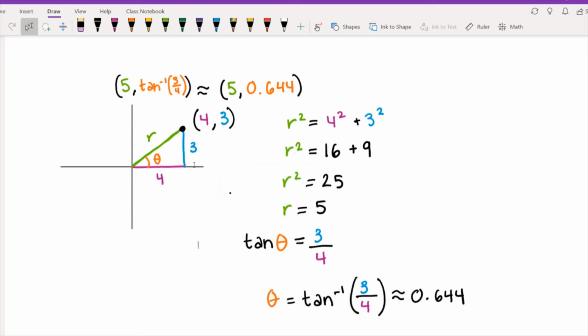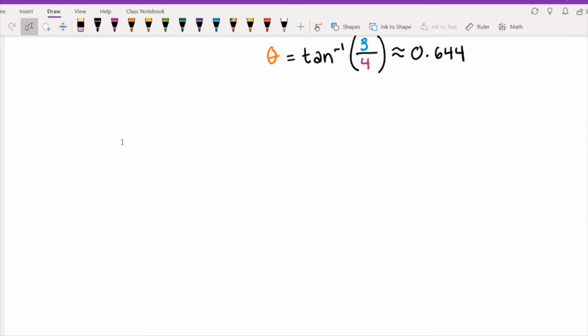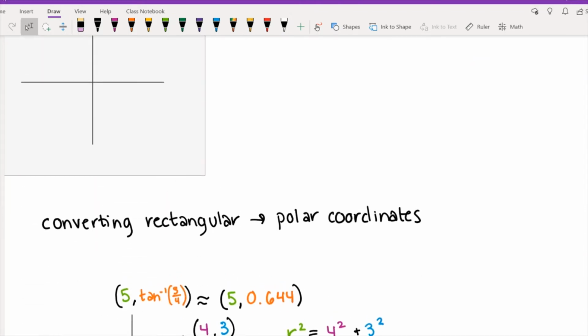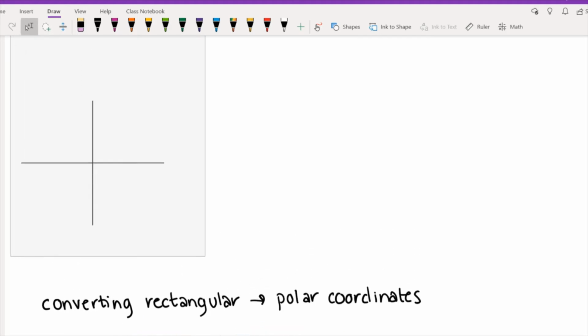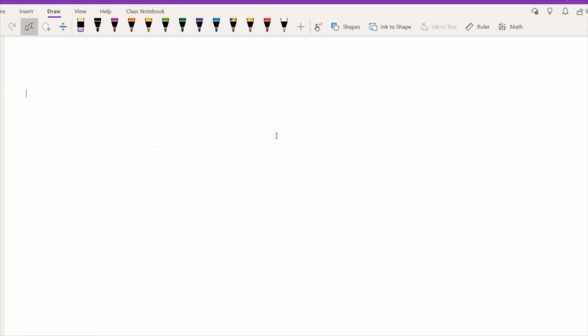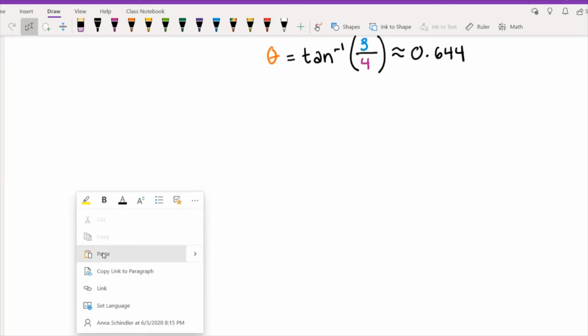If you're trying to go from rectangular to polar, and oops, I messed this up. Let me move these. I thought I was at the top of the page, but I guess I was at the bottom. So I'm just going to move these. And what do I want to do here? Cut. And move them down here.